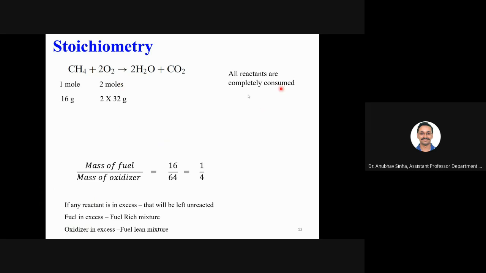Then this mixture is called a stoichiometric mixture. For a stoichiometric mixture, we find the ratio between the mass of fuel and oxidizer. If I take 1 mole of methane, this is the example I used last class, 1 mole of methane requires 2 moles of oxygen to burn completely, and this is the ratio we get. So if all reactants are in exact proportion, where all reactants are completely consumed at the end of the reaction, then it is called stoichiometric.